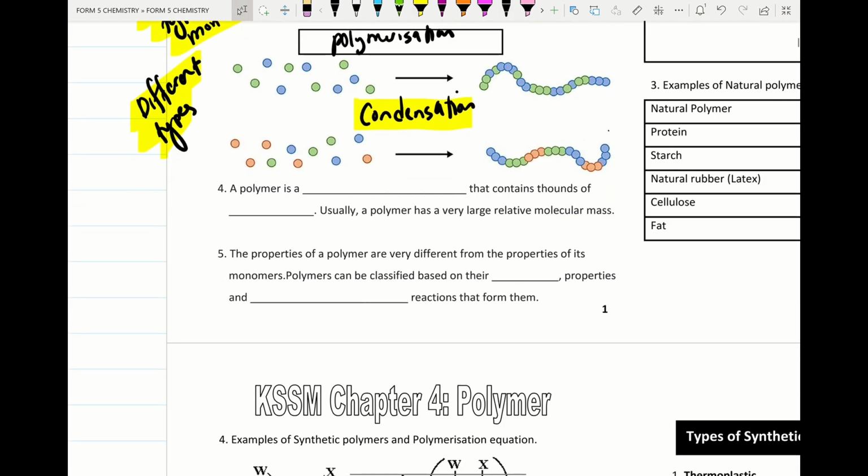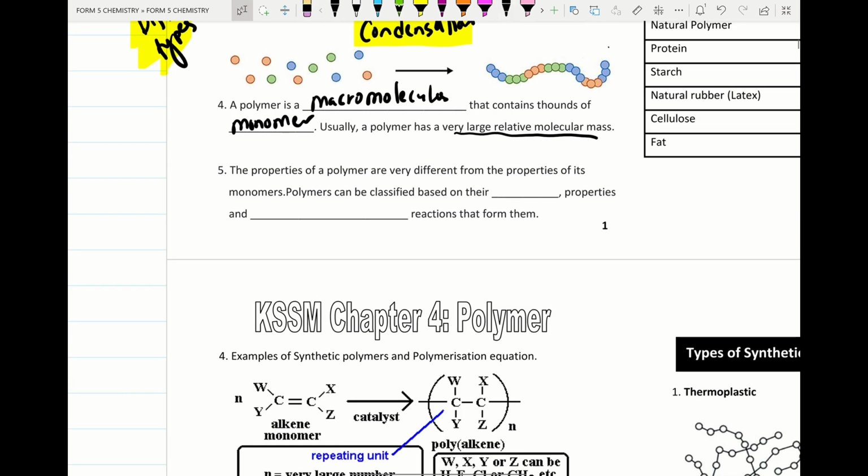I'll move on to point number 4. Polymer is a macromolecule. It's a macromolecule that contains thousands of monomers which combine in a repeating sequence, and they have a large relative molecular mass. Properties of polymers are very different from the properties of its monomer. Polymers can be classified based on their sources, properties, and also the polymerization reaction that forms them.